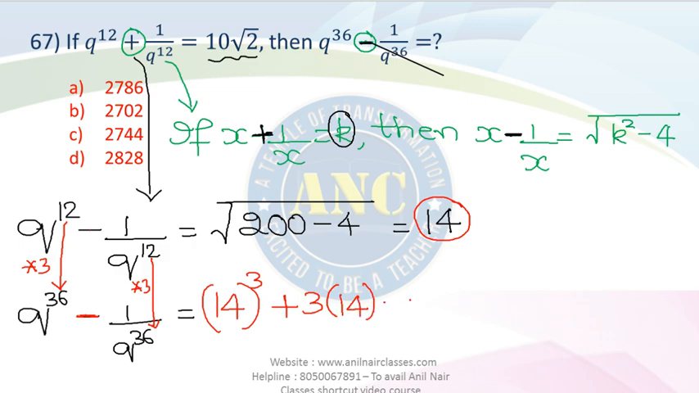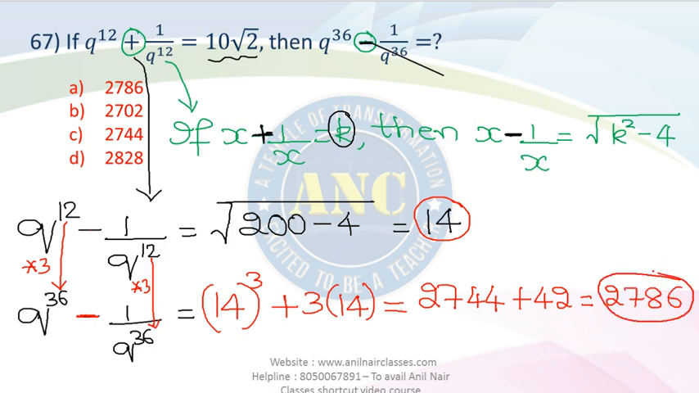Should I multiply by a and b? Not required, because the coefficient of q power 12 is 1. 1 by q power 12 is also 1. So no need to multiply. That means 14 cube value is 2744, plus 14 into 3 is 42. 2744 plus 42 is 2786. Answer for this beautiful question is 2786, which is option A, right?